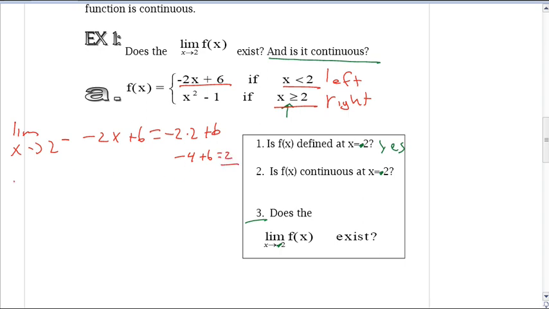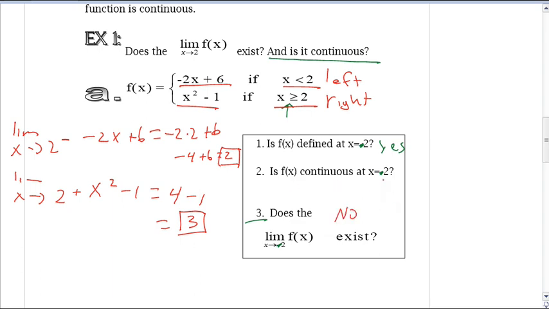Okay, the right-handed limit as x approaches 2 from the right. Now that's this function, x squared minus 1. If I plug in, I get 4 minus 1, which in this case makes 3. So unfortunately here, our general limit does not exist, so that's no. Therefore, this would not be continuous at x equals 2. Is the function continuous? Well, in this case, I've got a jump discontinuity, so I would say no on this one, and definitely no on being continuous.